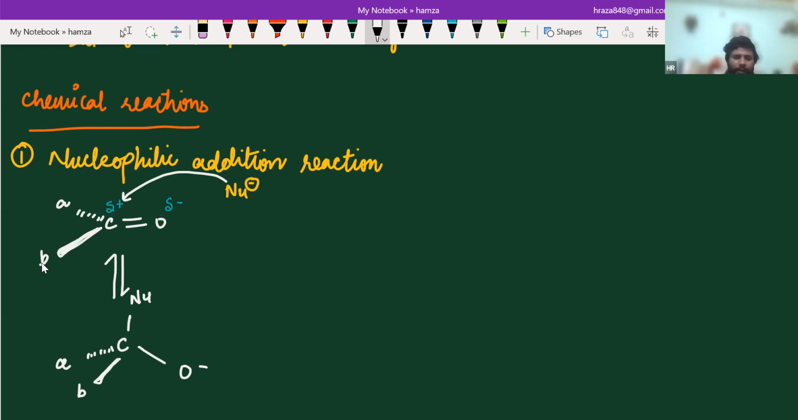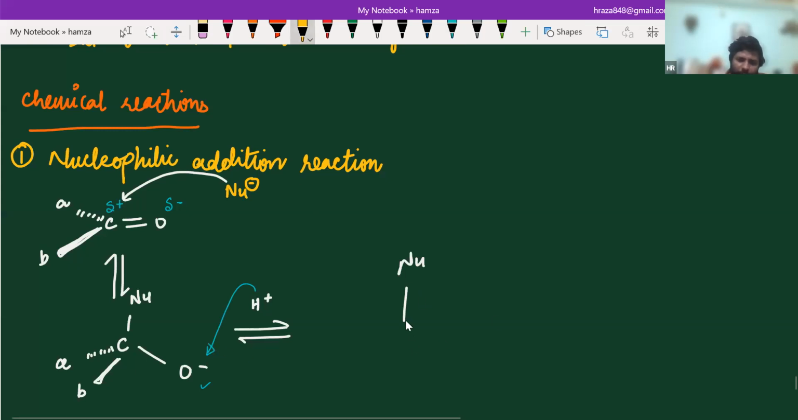Please do write it. And if you are going to react this with H plus, you can see this will be the nucleophile, and as you know that this is negative, so positive will be attracted by negative and this bond will be formed. OH. After this is your B and this is your A.